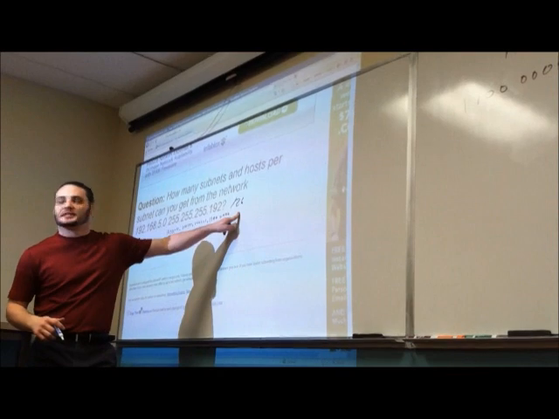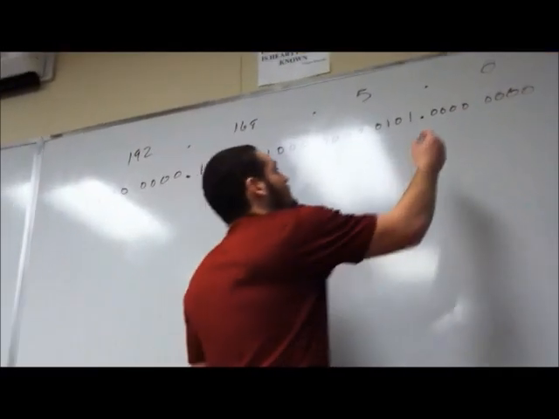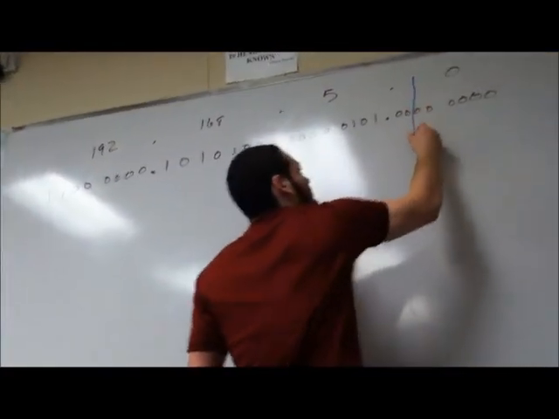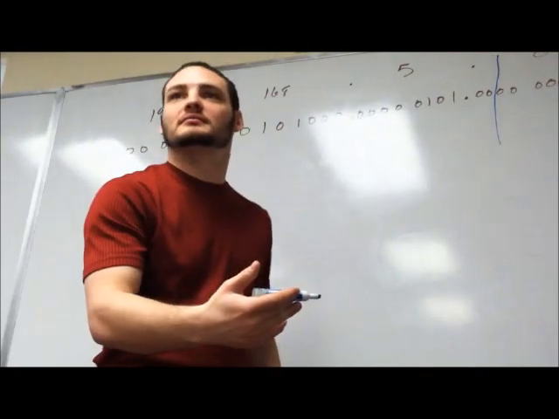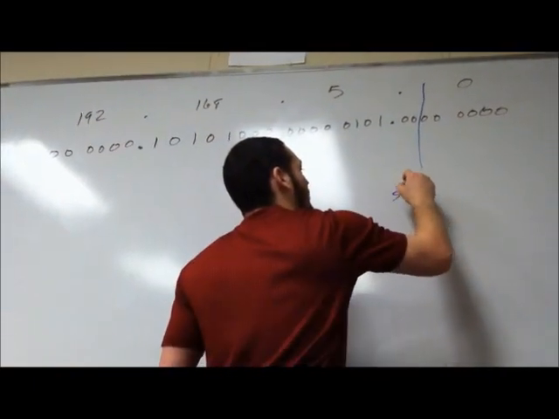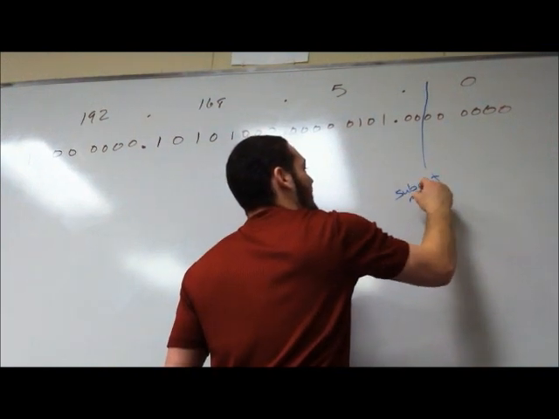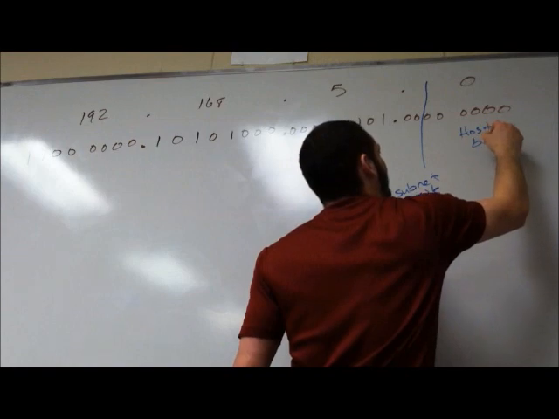Slash 26 is the mask we were given right here. So let's draw a line where 26 is at. Right there, right? So what's to the right of that line? Host bits. So this is our subnet mask, and here we have our host bits.